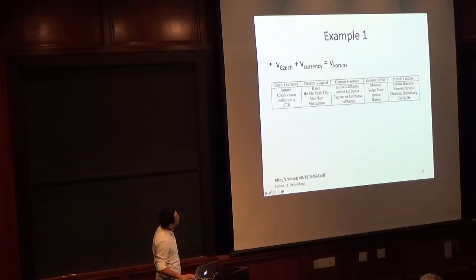For example, Vietnam plus capital, you get Hanoi, Ho Chi Minh City as the top 2 results. German plus airline, you get Lufthansa as a compound word. That's considered a single compound word in this data set. This one is perhaps a little bit off. This is Russian plus river, the closest embedding point is Moscow. The second closest is the Volga River, and so on and so forth.